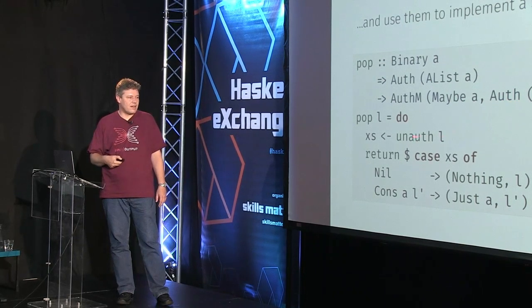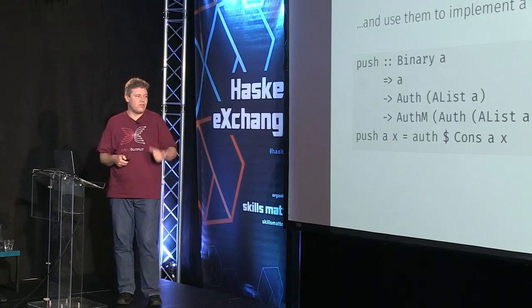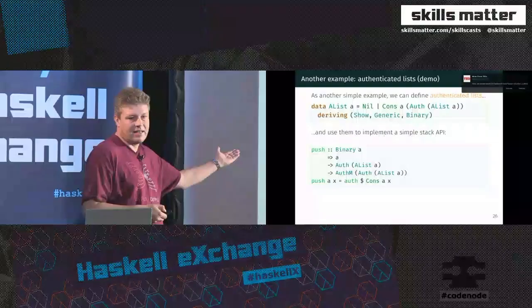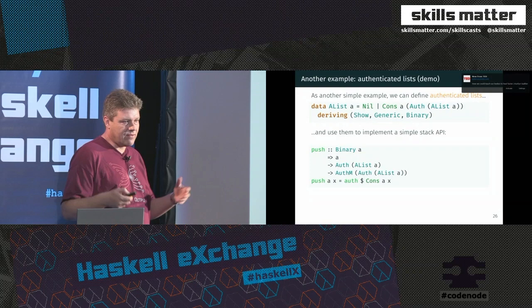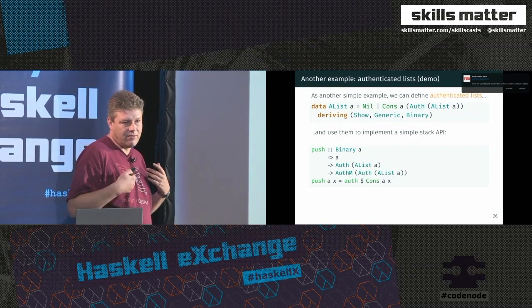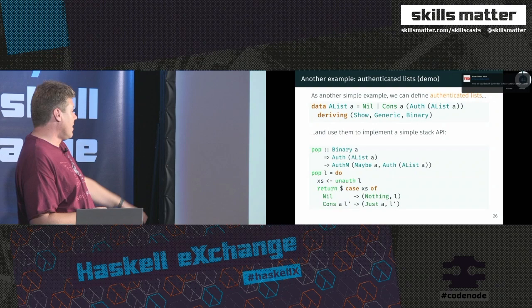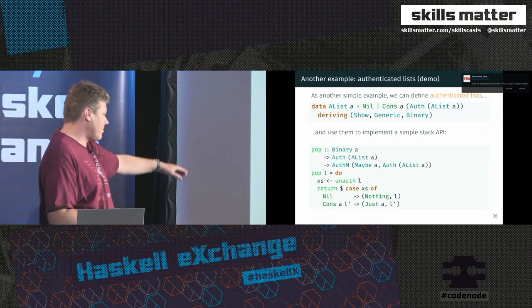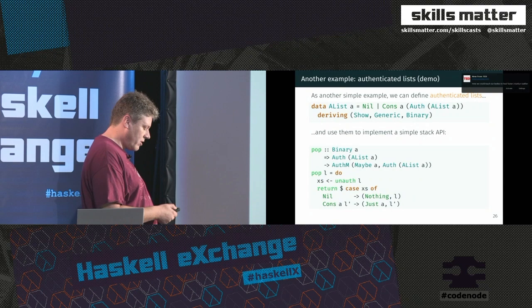So I included this example because in the previous example I only used unauth. So this is an example where you would use auth. Unauth is basically just for querying a data structure. Auth you will need when you build one. So here you build up the list. So pop we unauthorize, and then we just pattern match whether it's empty or not.